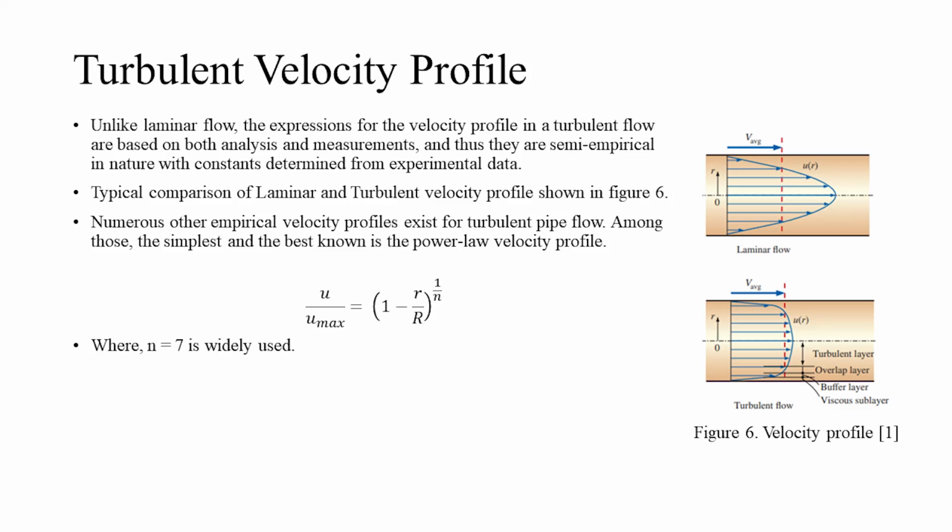Unlike laminar flow, the expressions for the velocity profile in a turbulent flow are based on both analysis and measurements, and the profile is much flatter compared to laminar flow. Thus they are semi-empirical in nature, with constants determined from experimental data. The simplest and the best known is the power law velocity profile.